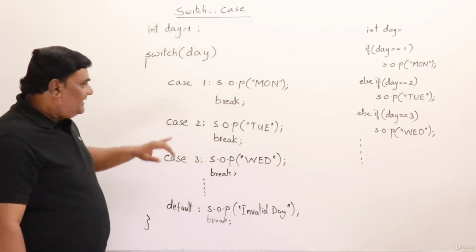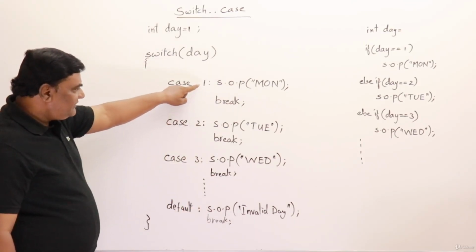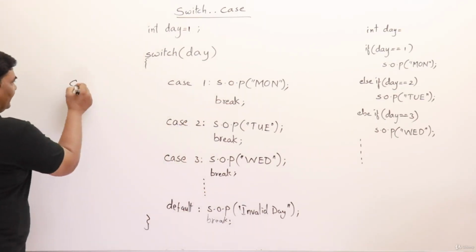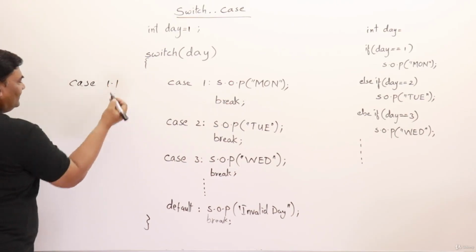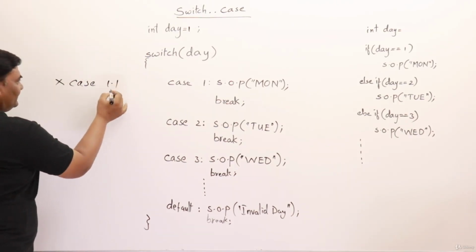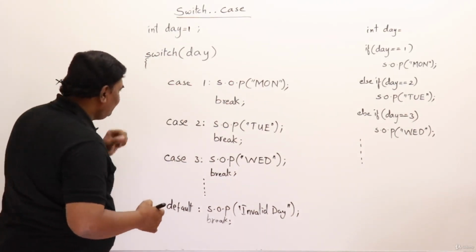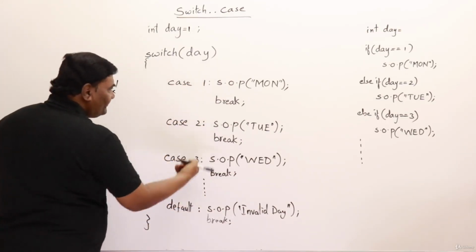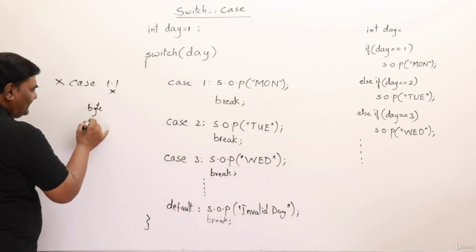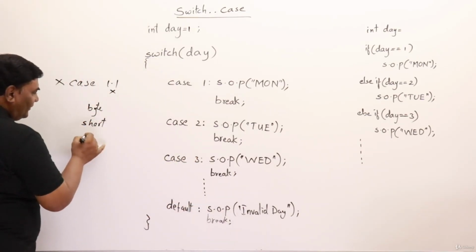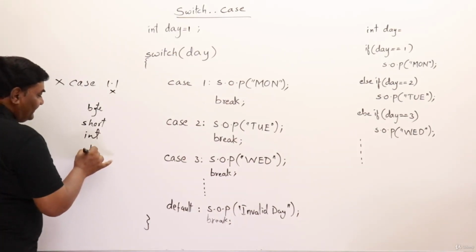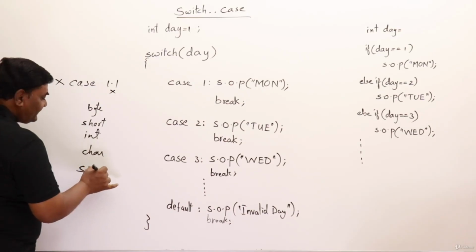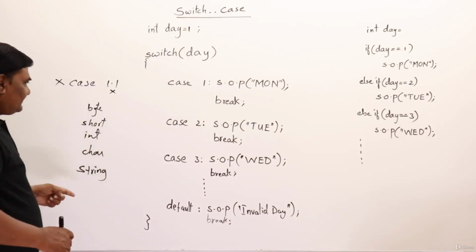Then one more question. Here in the cases, do I have to write only integer values? Can't I write a float value? Can't I say case 1.1? No. Float values are not allowed. Then which values are allowed here? I can write byte type of value. Yes, byte is also an integral type. I can write short type of values or int type of values or character type of values. And as well as, Java supports strings also. I can have a string also.